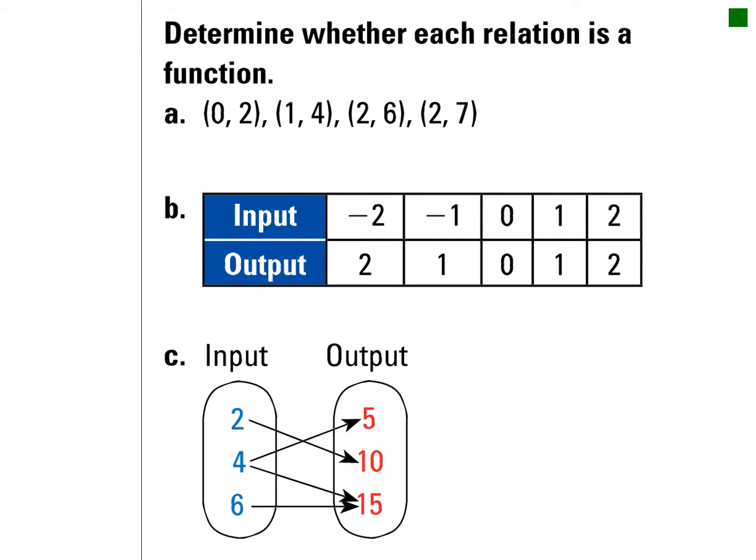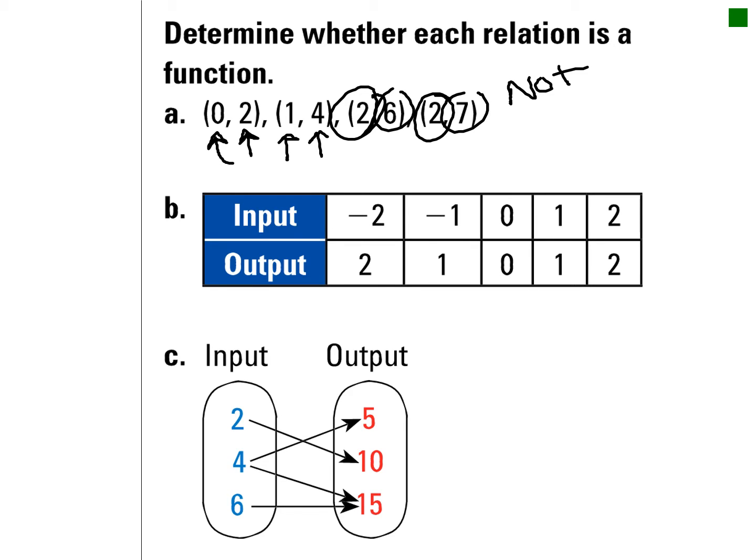First thing we need to do is we need to be able to say if ordered pairs, tables, or these input-output maps are functions, meaning does one input 0 have one output 2? Yep. Does one input 1 have one output 4? Does input 2 have one output? No, it has a 6 and a 7, so this is not a function.